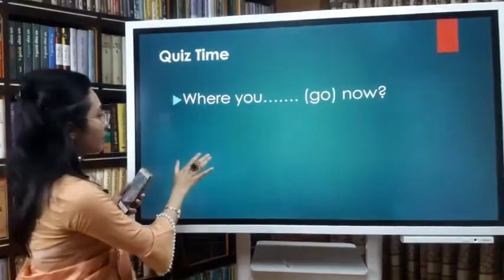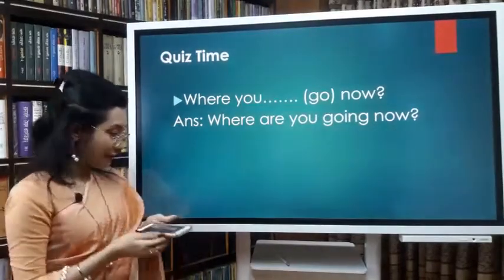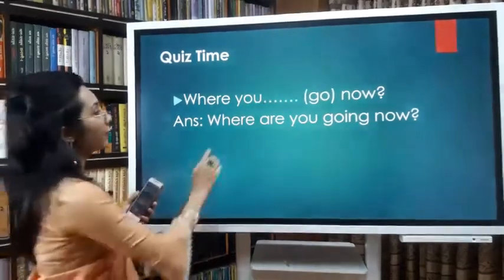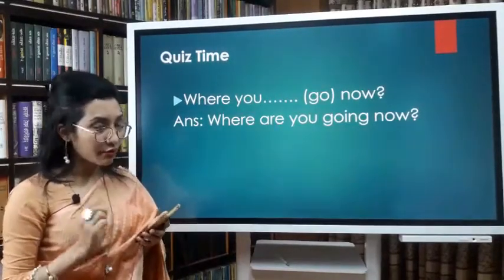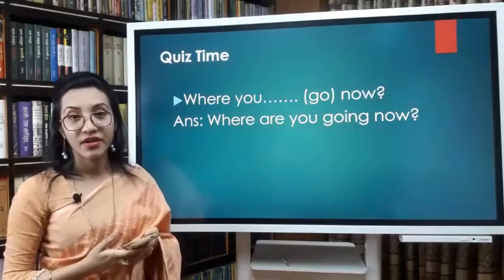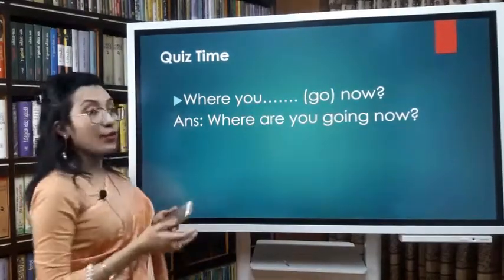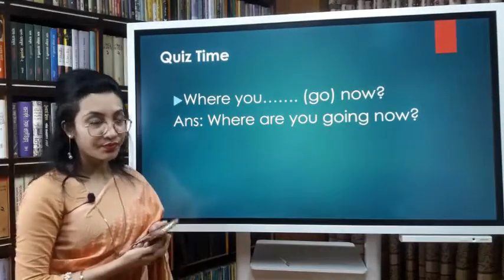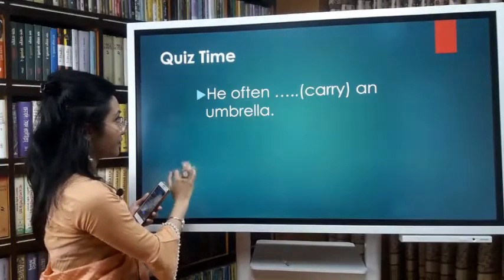Let me check. So in this case, many of you have given me the answer going. But if we are going to put going only in here, does the sentence become meaningful? For example, where you going now? Where is the be verb? Where is are? In this case, what you have to do is, in the gap, you're going to write are going. So the answer is going to be, where are you going now? Do not forget to use the be verb, because that's very important.